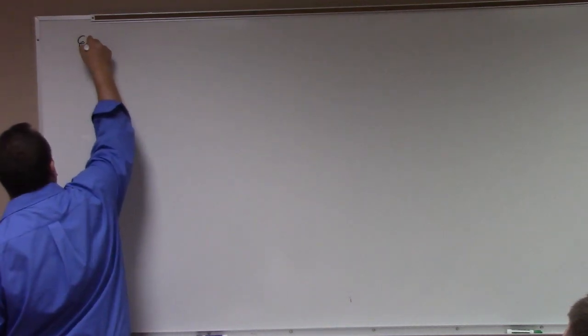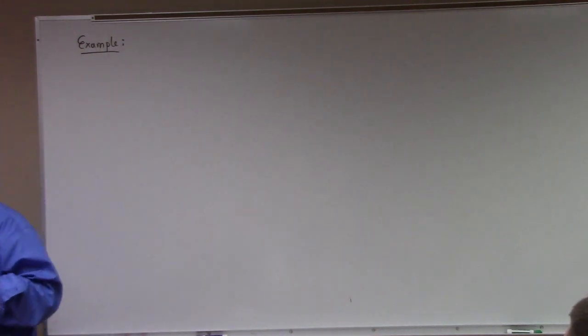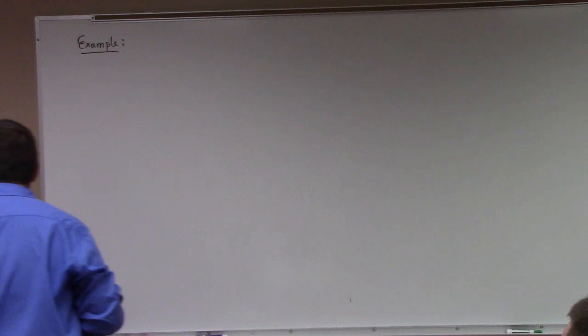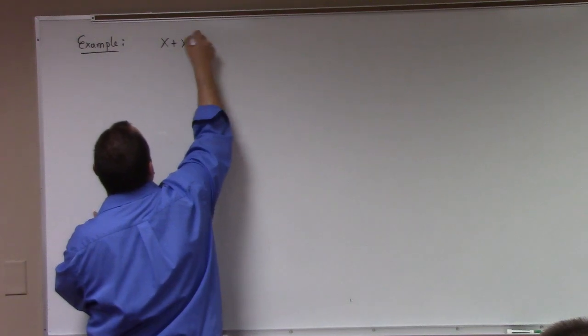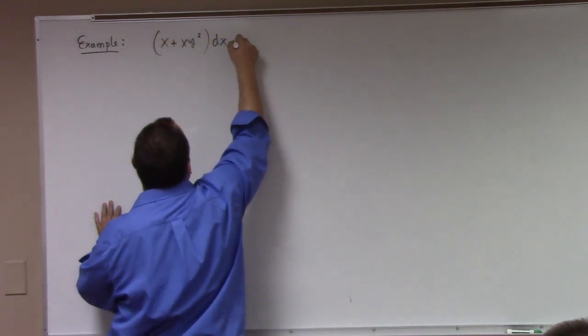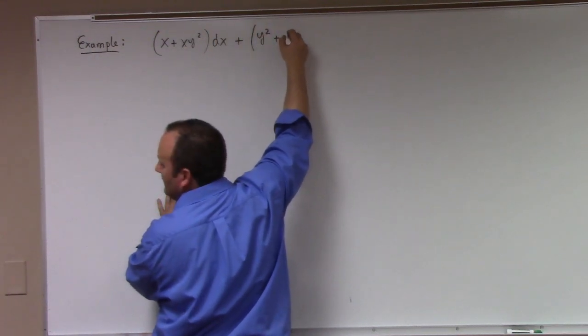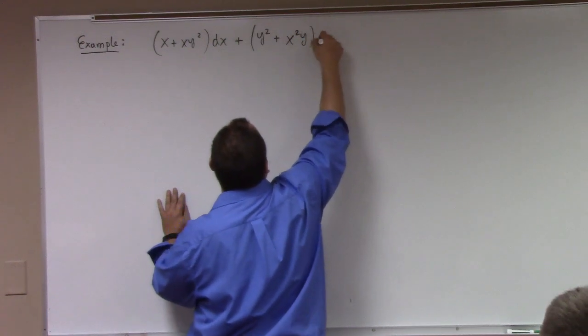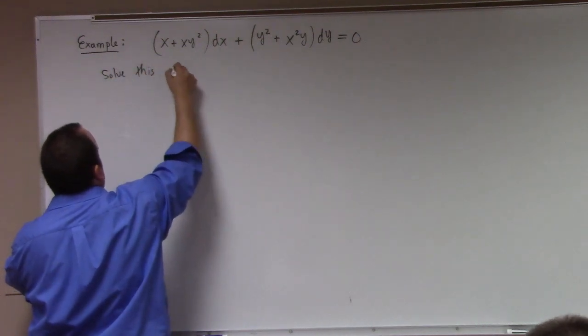All right, so based on my first example, let me introduce a differential equation for you. Then I'll finally get back to my larger discussion of Pfaffian forms, which will not be that exciting anyway, so don't worry, you're not missing out too much. But here's an example. Solve the differential equation (x plus xy squared) dx plus (y squared plus x squared y) dy equals 0.